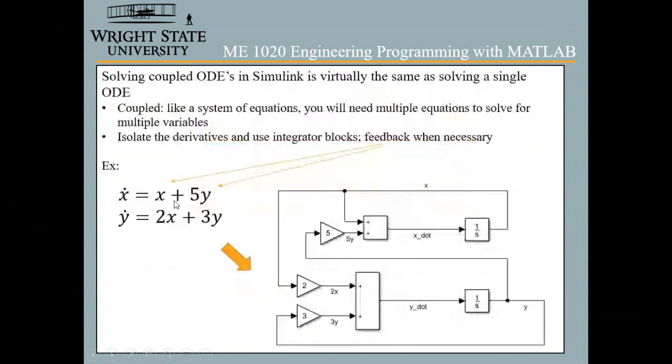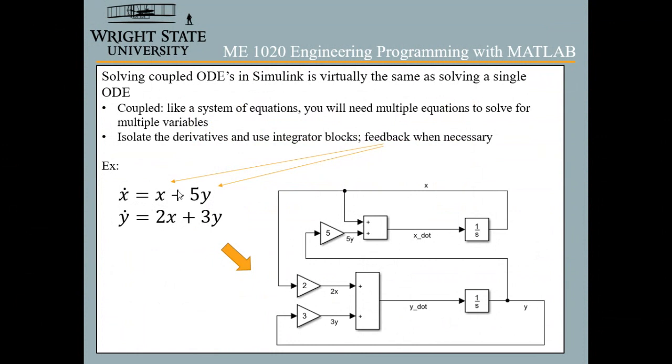I'll do this example here in a moment. This left one has x dot is equal to x plus 5y, and then y is defined in another equation here: y dot is equal to 2x plus 3y. A normal ODE wouldn't have had another variable in the equation, but effectively it's like a system of linear equations. You have more than one variable, and based on how many variables you have, you need to have that many differential equations.